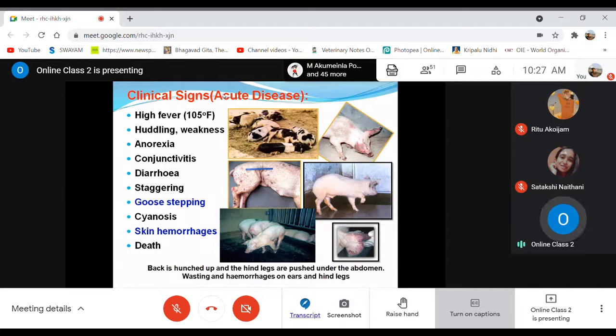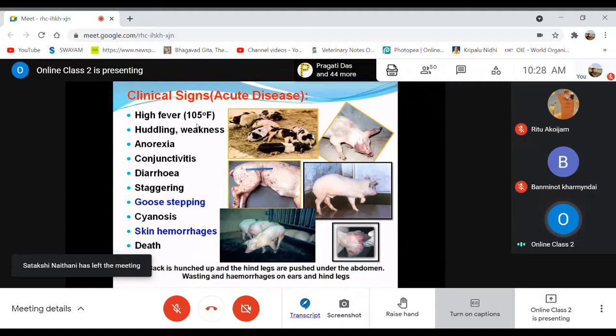Then for the acute form, which is the most important one, high mortality occurs in this form. In this case, you will have clinical signs of very high fever. Then the pigs, mostly the young ones, though it doesn't mean only the young and growers, sometimes adults also, but mostly young growers and piglets, will go on huddling. They gather together in the corner of the sty or the house, huddling together, overlapping. Then they will show very much weakness.